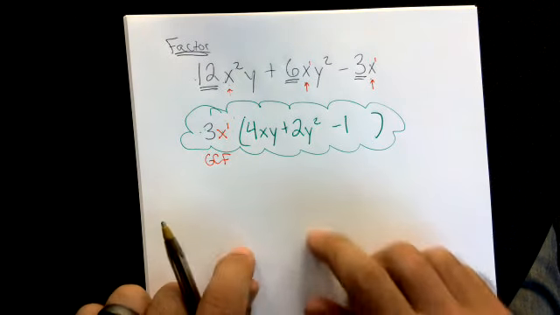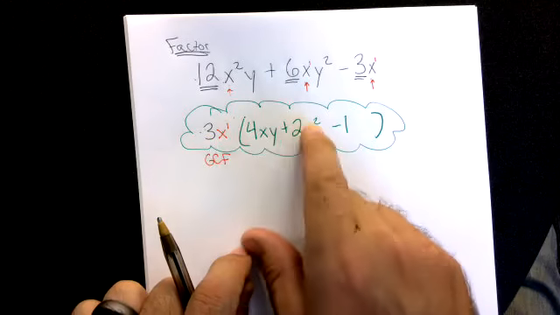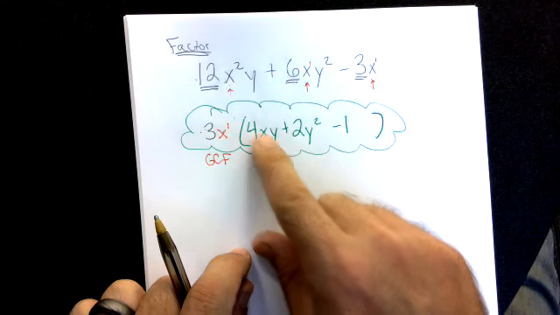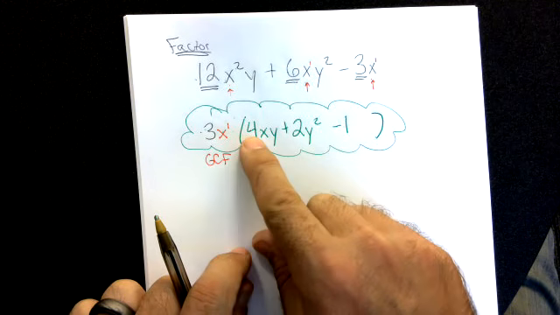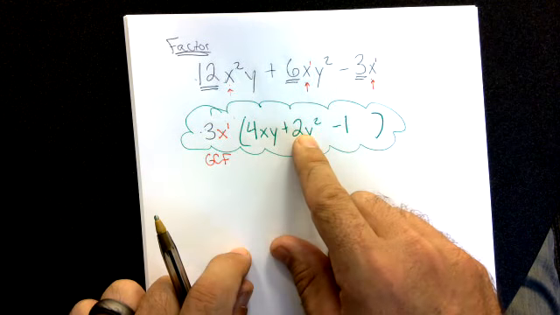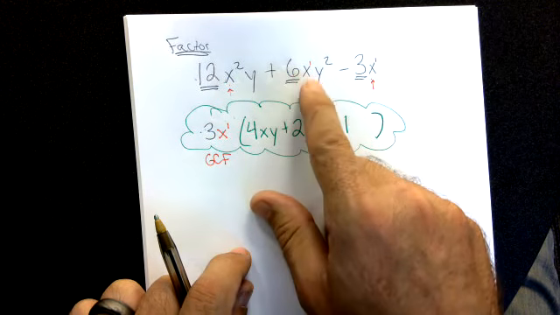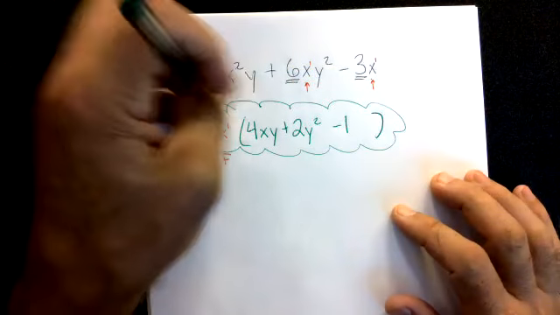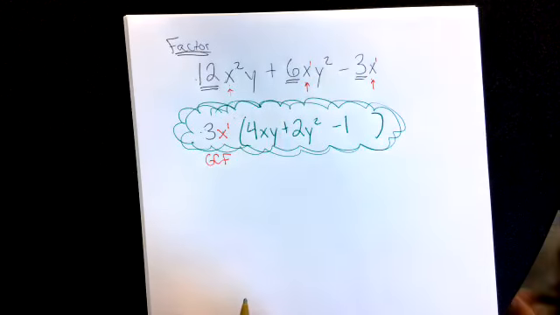One way to check yourself is to multiply that 3x back in, and I should end up with what I started with. So 3x times 4xy would be 12x squared y. Same thing, 3x times 2y squared would be 6xy squared. Same thing, 3x times -1 is -3x. So this is the factored form.